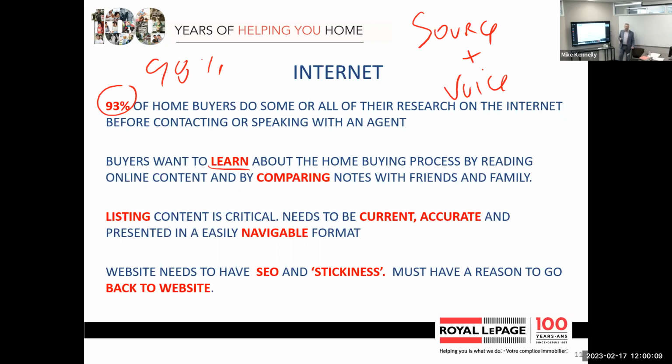And if you're putting content out there on the internet, you want to make sure it's vetted, it's accurate, it's true, because that leaves a permanent footprint out there. If you put something out there, even though you delete it, my understanding is that it's still in some format still exists out there. What's that? In the ether somewhere. In the ether, as Najee said. Listing content is critical, it needs to be current, accurate, and navigable. This is the talk that they use. SEO stands for search engine optimization.